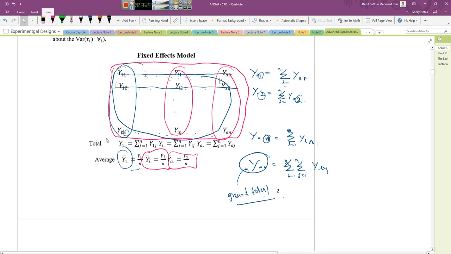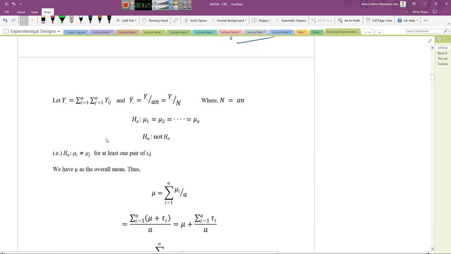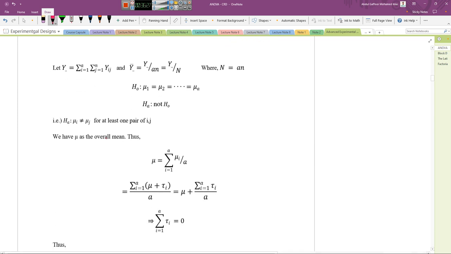Right. So now this is how we have to find out the y double dot. So y double dot is equal to summation i is equal to 1 to a. We have to add all these, and here y double dot bar is the grand mean, which is the total of all the observations divided by the number of observations. Here the number of total observations is a times n. N is the capital N, the number of total observations, right? So here N is equal to an.